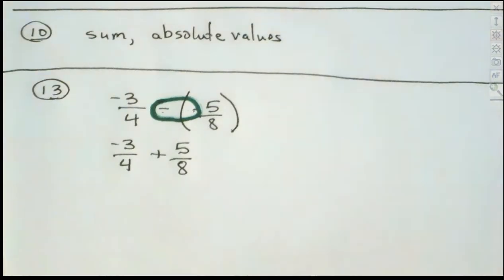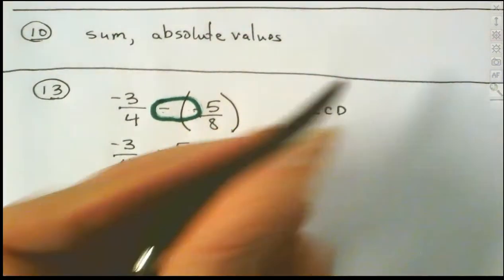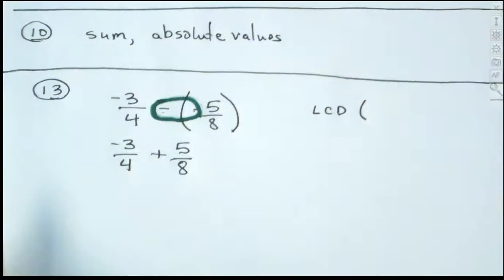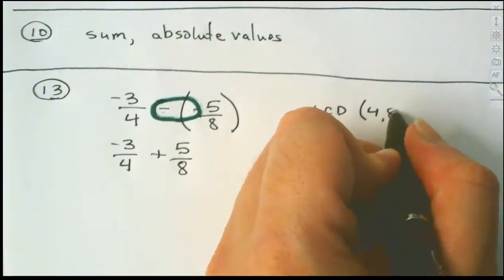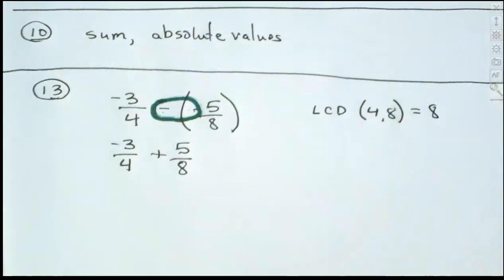We're again adding these together, so we need a least common denominator. And the least common denominator of 4 and 8 would be 8, because 8 goes into both of them.